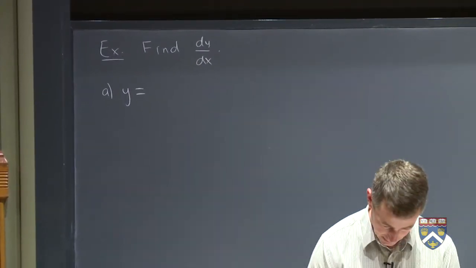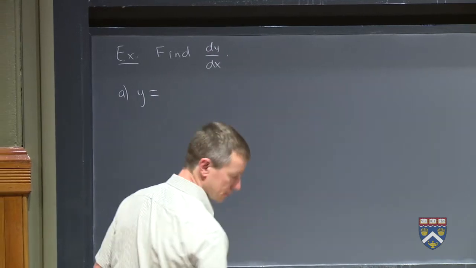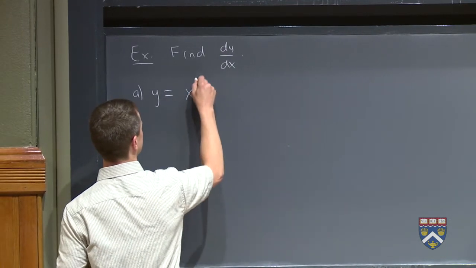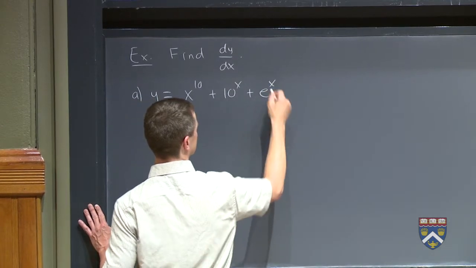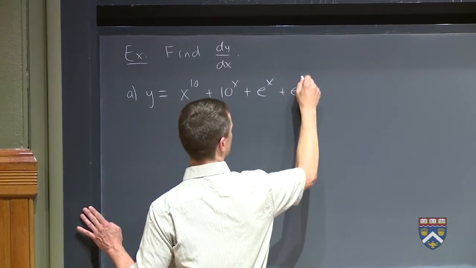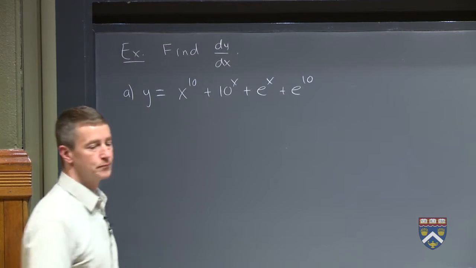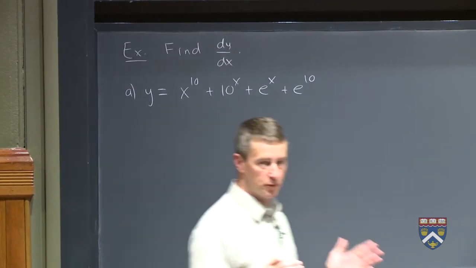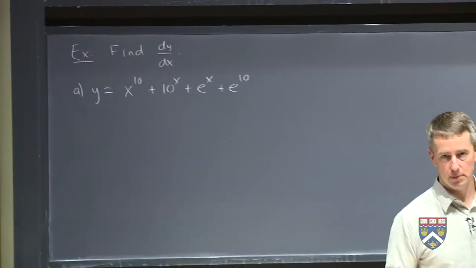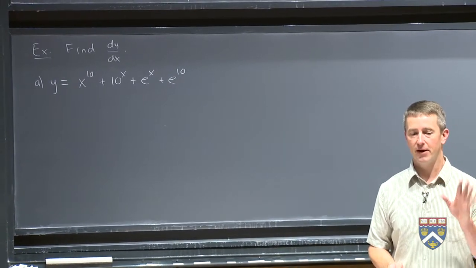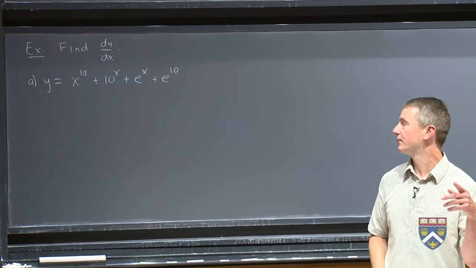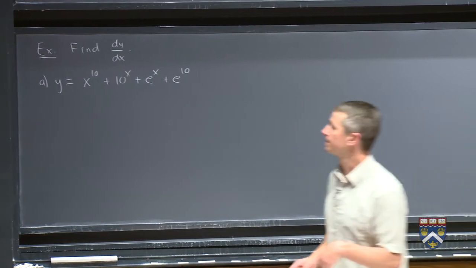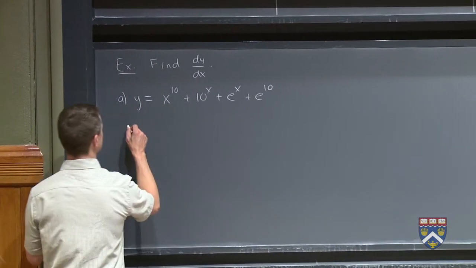So let's try to take a few derivatives here. So we've got our function x to the 10 plus 10 to the x plus e to the x plus e to the 10. So remember, we've got two big rules now. We've got the power rule, which we use when we have a variable raised to a number, and we have the exponential rule, which we use when we have a number raised to a variable. So it's important to keep track of which is which.